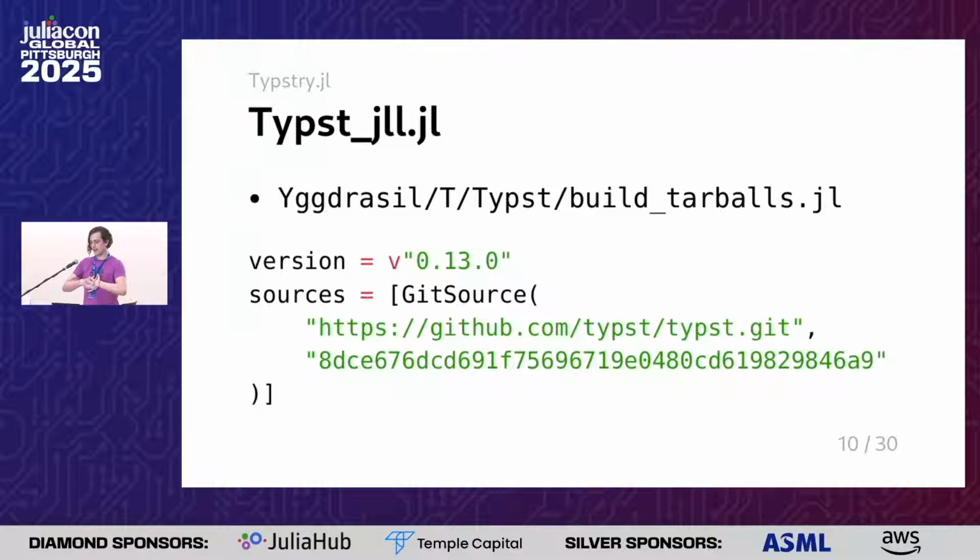So this is the build tarballs file. If Typst releases a new version and you want access to it, you go to this file, you update the version number, and you update the git hash, and if that builds correctly, then it will release a new version of Typst.jl. Myself and a couple other people have done that, but if we're ever slacking on it, feel free to. For example, if you're paying attention, you might notice we have not updated to 13.1 yet.